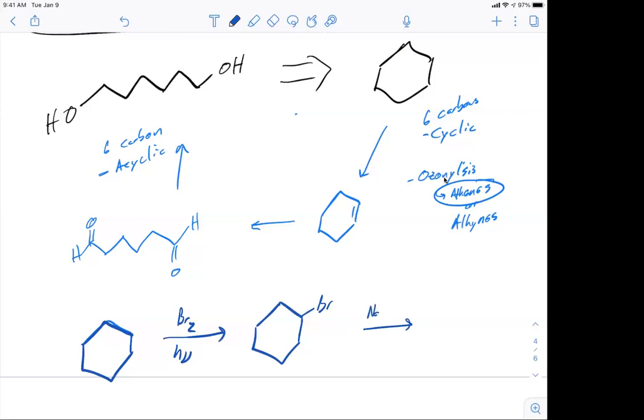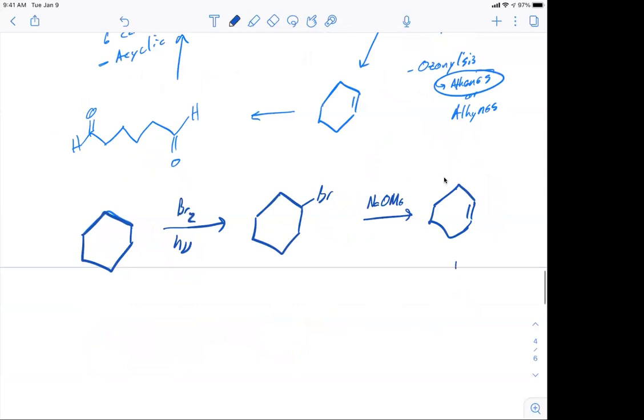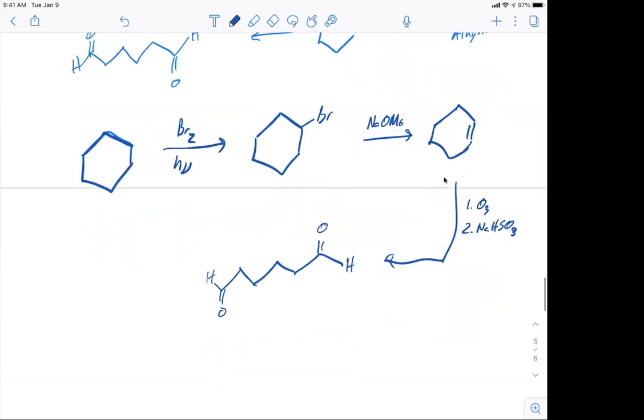Here, any good base will work. I'm going to use the methoxide. That will give me my double bond. And then if I do my ozone followed by the sodium hydrosulfite, or hydrogen sulfite, that gives me my acyclic. So that's cleaved open. Now I have my carbon skeleton change. And then if we look at our carbon skeleton change, now I've got the dialdehyde.